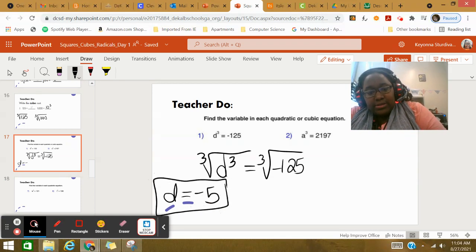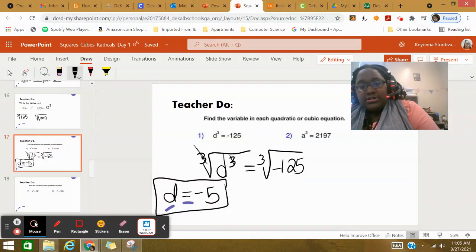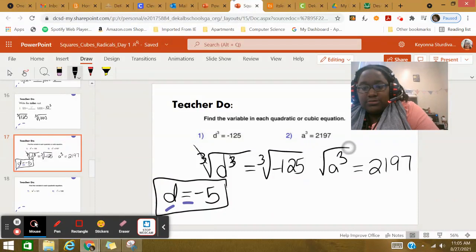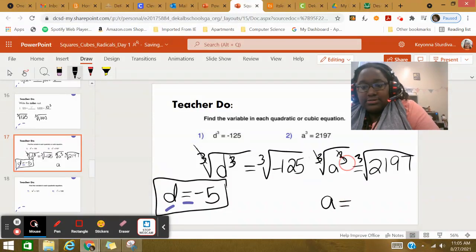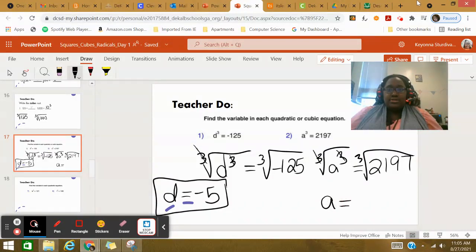Okay. And again, when I take the cube root of something that's cubed, it just leaves me with a variable. The next one, I have a to the third is equal to 2,197. So a to the third, I'm going to take the cube root on both sides here. And so again, over here on the left, it's going to cancel. And then I'm left with, I don't know, let's find out.